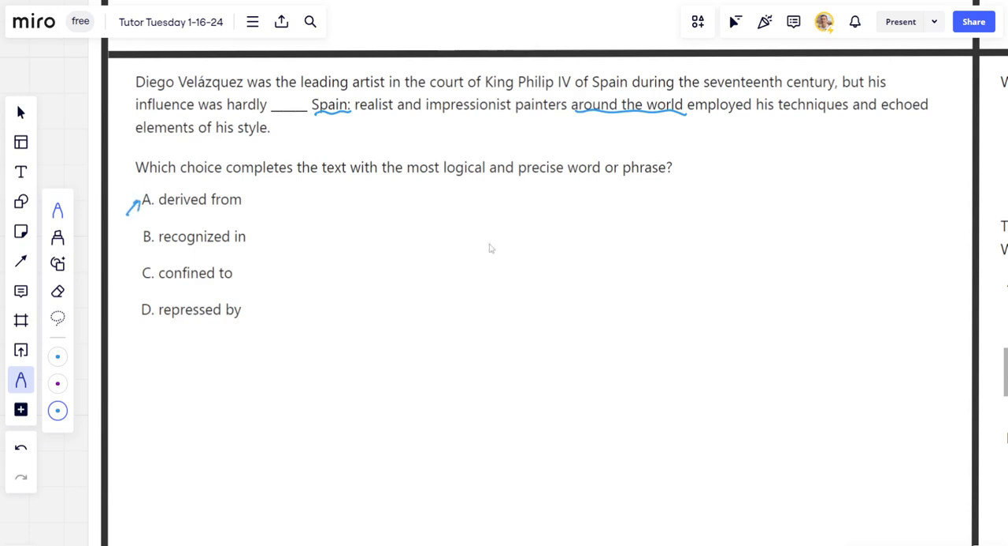So if we do something like derived from, that means it came from that place. It seems like this guy did come from Spain, so we don't want to say it was hardly derived from Spain. Recognized in Spain? Well, no, it couldn't be hardly recognized in Spain if he was the leading artist. Hardly confined to Spain, that could make sense. It was hardly confined to Spain. It was actually seen all around the world. And hardly repressed by Spain, that doesn't really make sense either. I don't see anything that indicates that Spain would be repressing his influence.